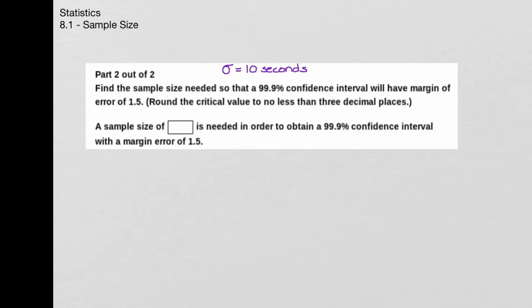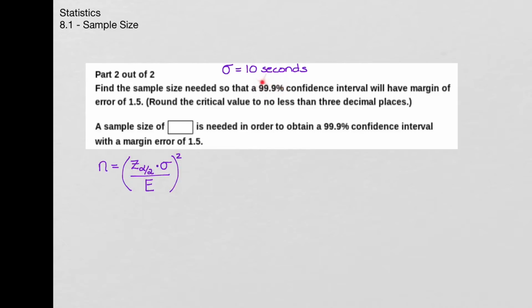Let's take a look at the formula first here. So the formula for calculating sample size is n equals z sub alpha over 2 times the population standard deviation, sigma, divided by the margin of error, and then we take that whole thing and square it. So I'm going to start by finding z sub alpha over 2.